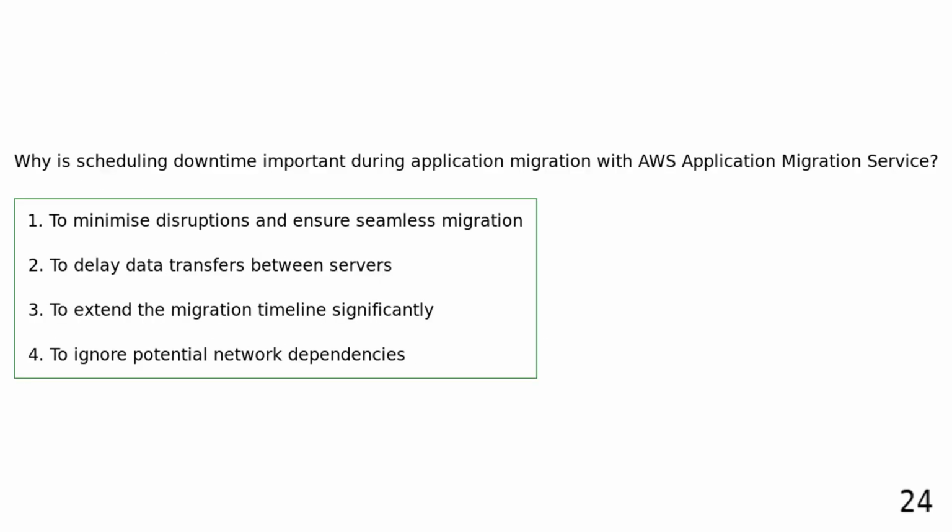Why is scheduling downtime important during application migration with AWS Application Migration Service? To minimize disruptions and ensure seamless migration. To delay data transfers between servers. To extend the migration timeline significantly. To ignore potential network dependencies.